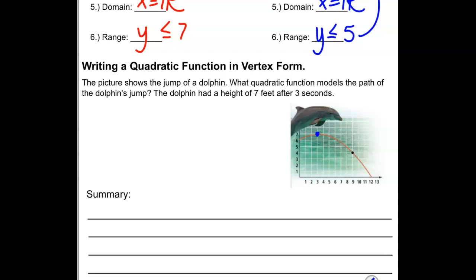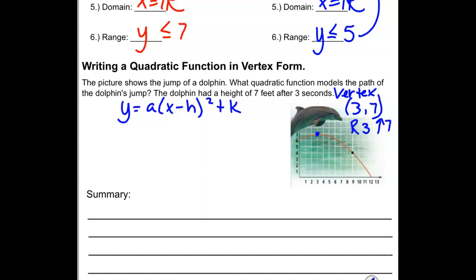It's my highest value. So I know that I have a vertex at the point 3, 7. So when we think about our transformation, that's our generic transformation for a parabola. We already know which way we shifted it. We went right 3 and up 7. So right away, we can plug those values in. Right 3, up 7. Now the only other thing that we have to figure out is our A value.